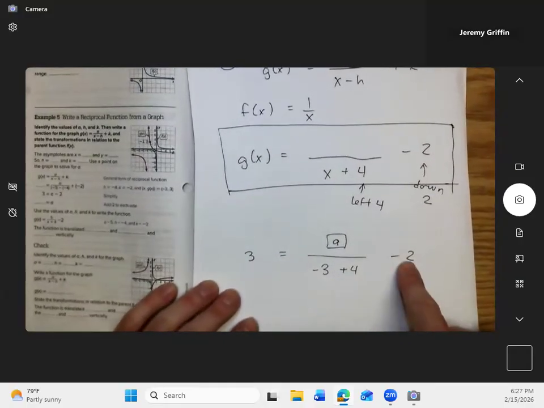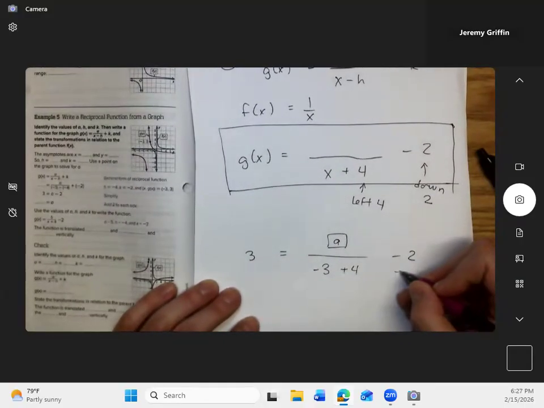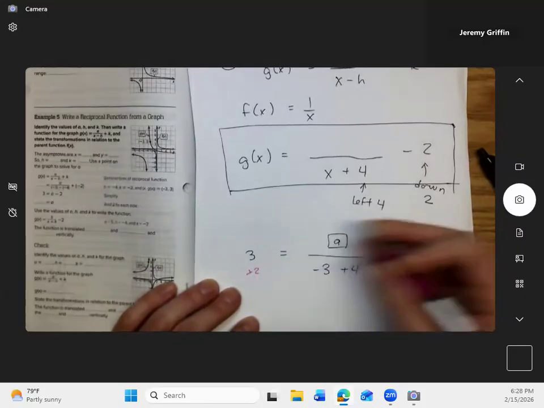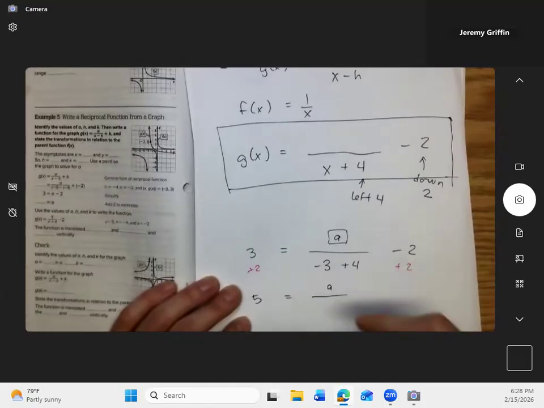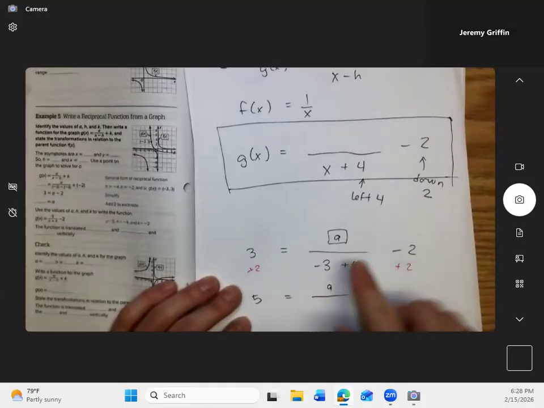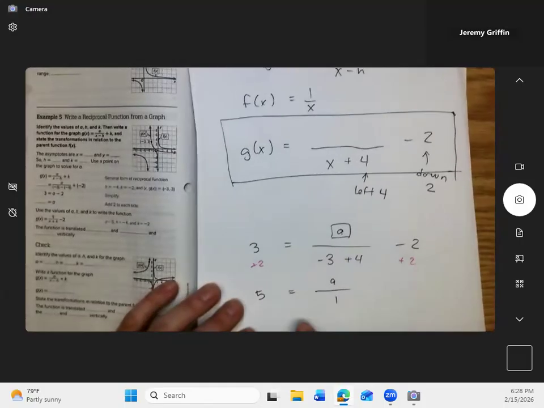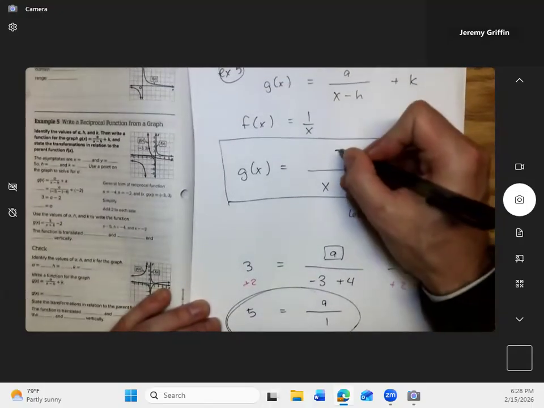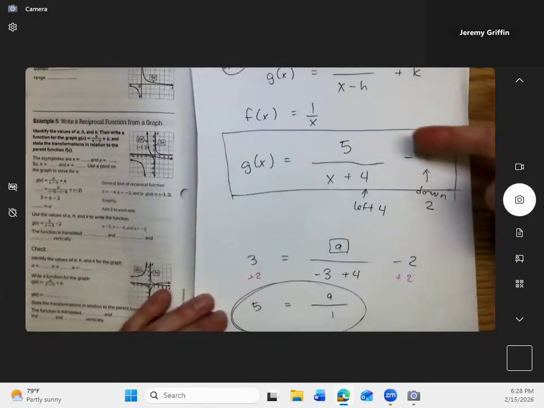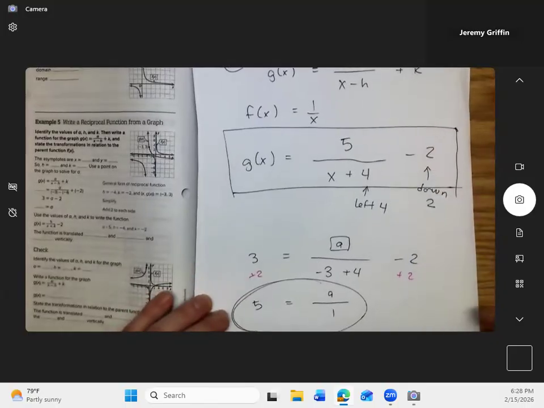Right, so let's add 2 to both sides. Plus 2 plus 2. That gives me 5 is equal to a over, you know what, I can consolidate this too, because this is just 1. Oh, actually, that's it, isn't it? A is 5. A is 5. So go up here, put 5, and now we got the answer. Okay, so it's like that.